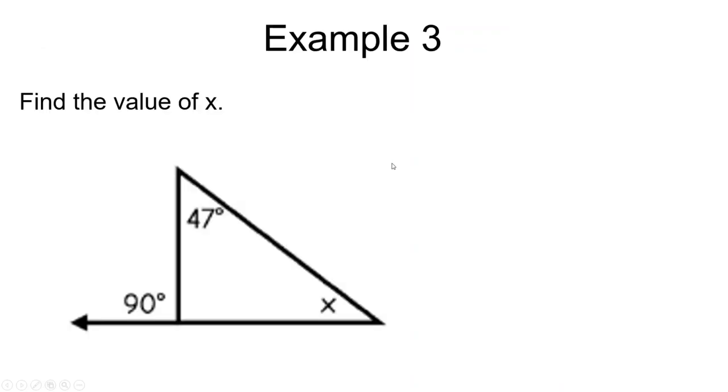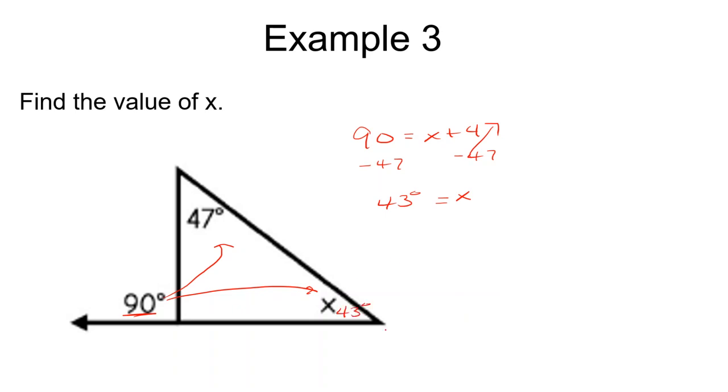So let's look at some examples. Notice in this example, 90 would be our exterior angle, and it's equal to the two opposite remote interior angles. So 90 would equal x plus 47, and we need to find this other interior angle here. So I would subtract 47, and x would equal 43 degrees, making this other remote interior angle 43 degrees.